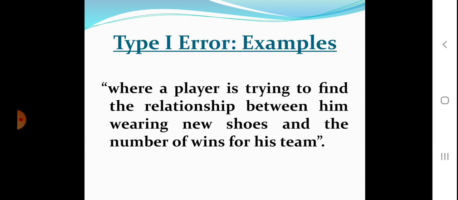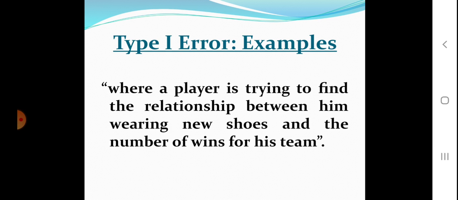However, students, the winning of his team might be influenced by just chance, rather than his shoes, which results in type 1 error. In this case, we should have accepted the null hypothesis because winning of a team might happen due to chance or luck.